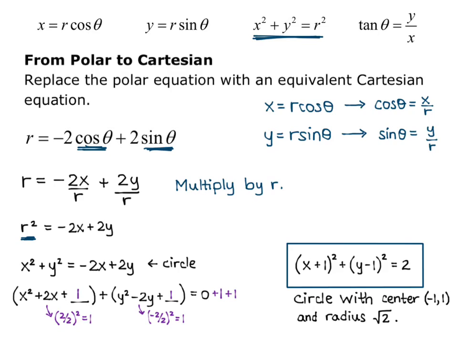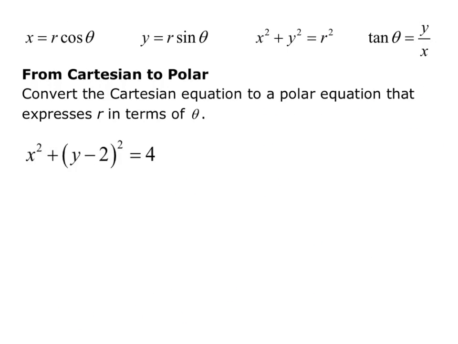Now we want to go the other way. Given an equation with x and y, we want to change to r and theta. So we have the same identities, but now we're going from Cartesian to polar, and we want to convert the Cartesian equation to a polar equation that expresses r in terms of theta. We're given x squared plus the quantity y minus 2 squared equals 4.